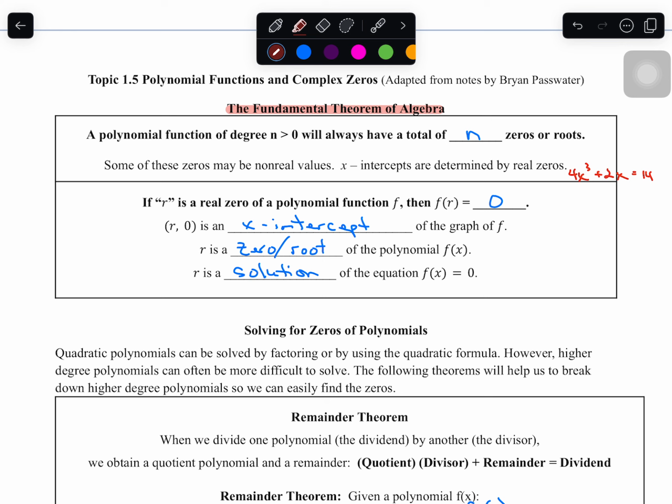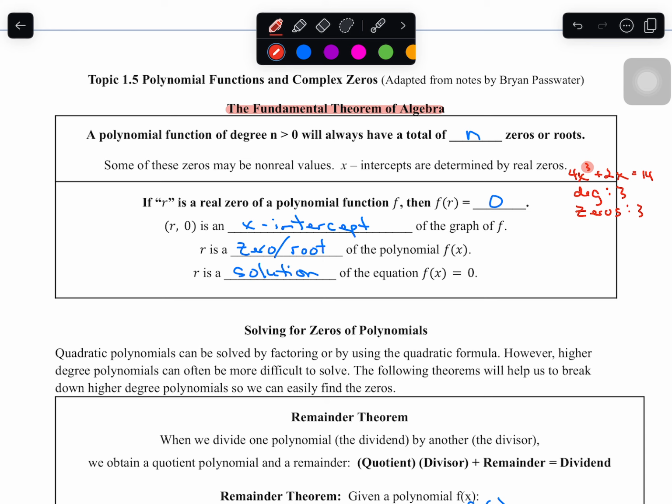So for example, over here on the right, I have a polynomial function that's 4x cubed plus 2x equals 14. Well, if I wanted to put that in standard form, I don't even have to, because I know that the degree is the exponent on the highest exponent. So that tells me the degree is 3. And since the degree is 3 here, that tells me that the number of zeros is going to be 3. So the fundamental theorem of algebra always says that those two will match up.